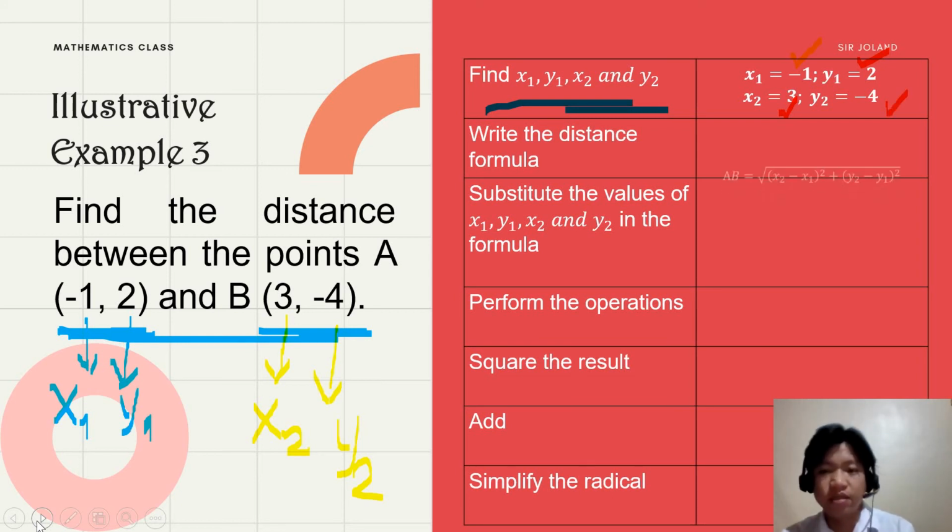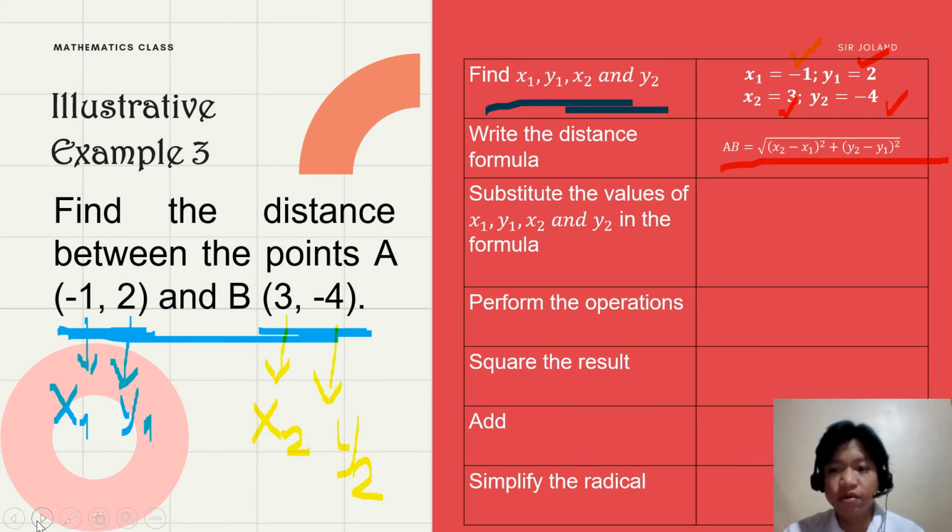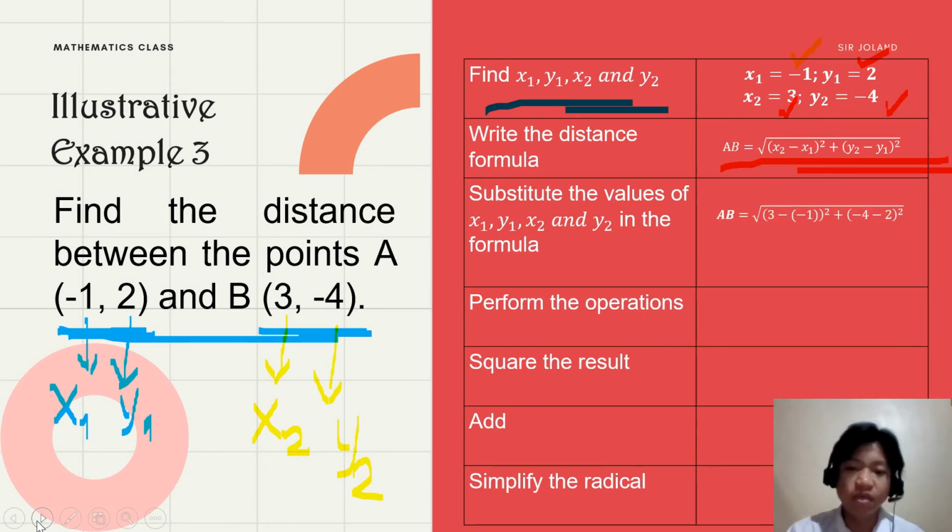Okay? Next, write the distance formula. Ayan. So ginamit natin yung 2 points natin, yung A, B. So, we're looking for the distance between points A and B. Okay, so is equal to the square root of the quantity x sub 2 minus x sub 1 squared plus the quantity y sub 2 minus y sub 1 quantity squared. Okay, and then substitute the values of the x sub 1, y sub 1, x sub 2, and y sub 2 in the formula. So we'll come up with this equation.